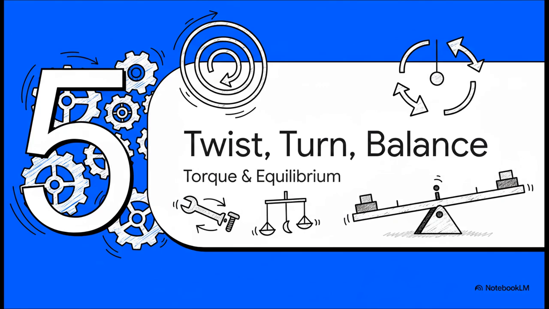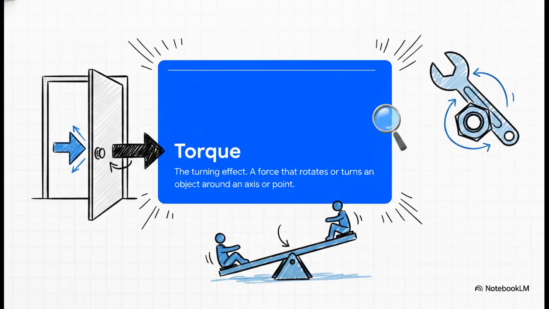Motion isn't always just about getting from point A to point B. It's also about twisting, turning, and rotating. And sometimes it's about not moving at all. So let's talk about torque, and let's talk about balance. So, if a regular force causes things to move in a straight line, what causes them to rotate? The answer is something called torque. You can just think of it as a turning or twisting force.